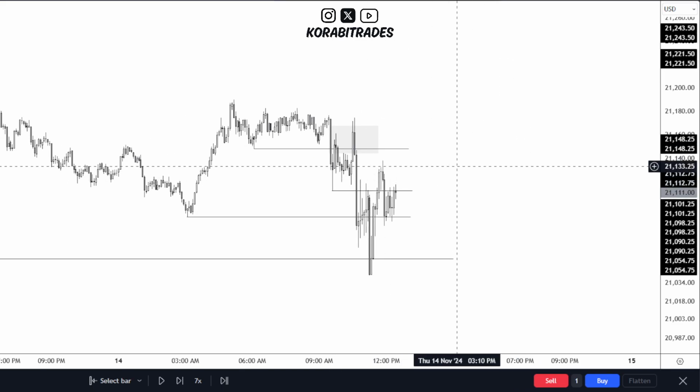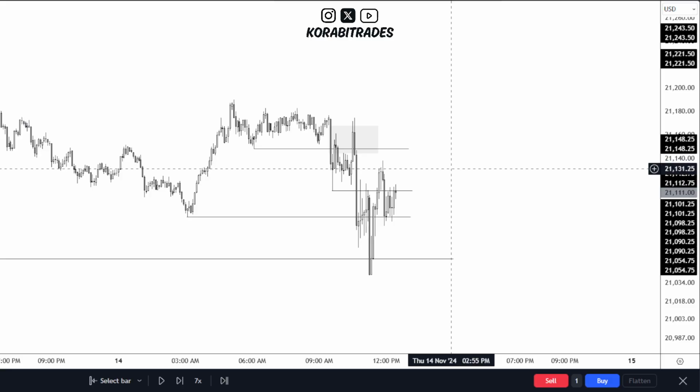I'll move the stop loss to the wick highs on the 1 minute and just let it continue lower and lower and lower.